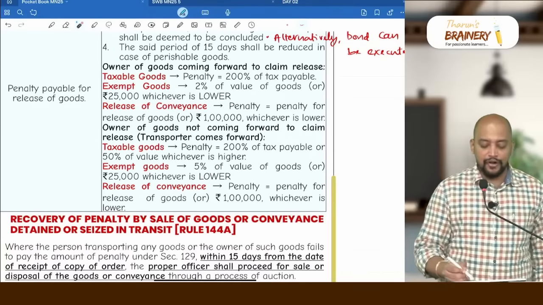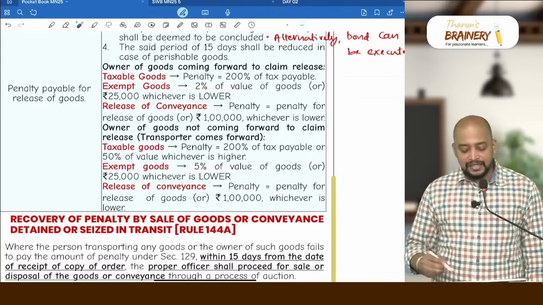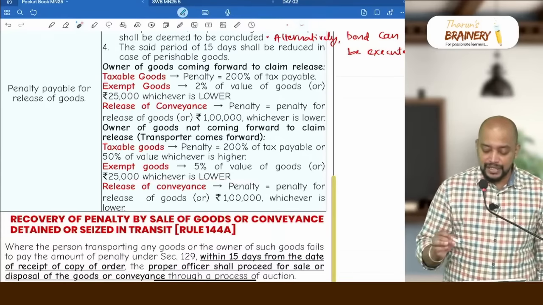What if the owner is not coming forward? Instead of 2%, it will be 5% of value or 25,000, whichever is lower.